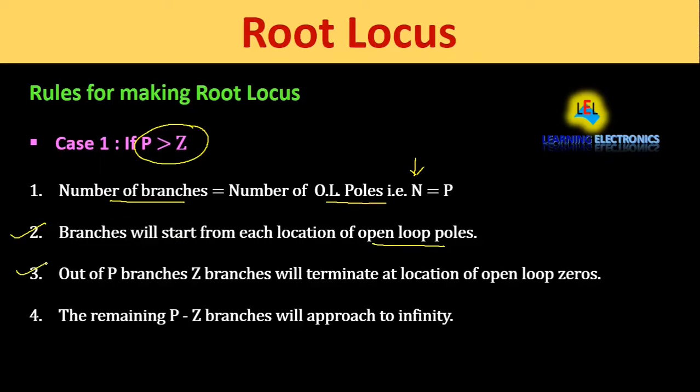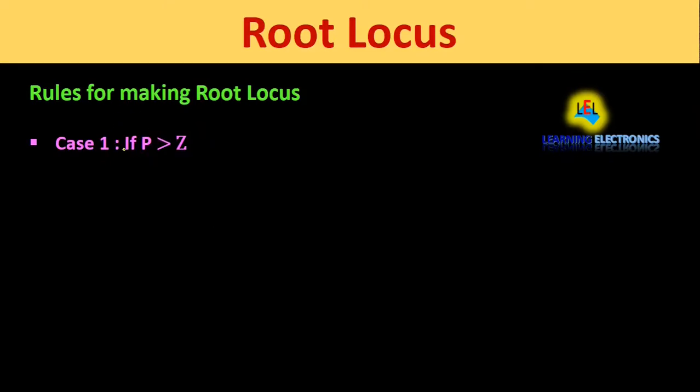And the third point is that out of P branches, Z branches will terminate at the location of open loop zeros, and the remaining P minus Z branches will terminate at infinity, or will approach infinity. So to understand this statement, let us take one example. Here we have taken P greater than Z.